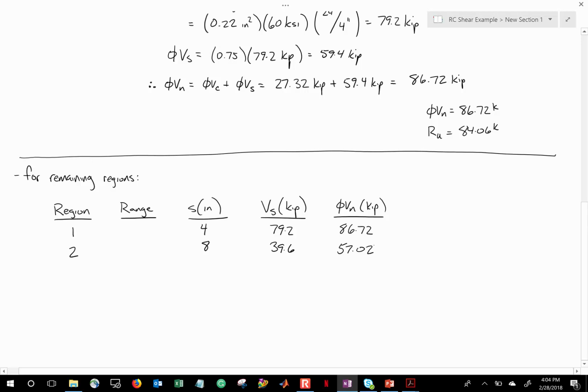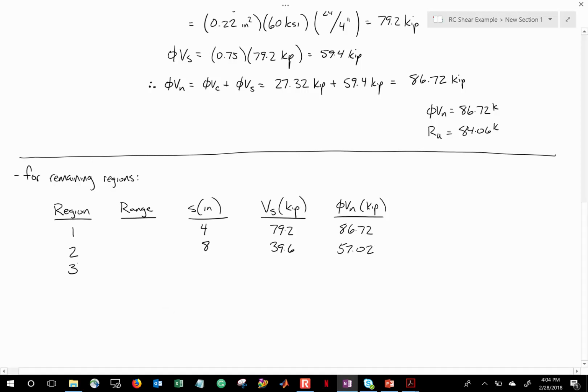57.02. Which should make sense if you think about it, because if the stirrup spacing is getting larger, that means there's less stirrups. Less stirrups means less capacity. So the capacity should go down. And you can practice it. You can plug and chug it. It's literally just taking the numbers in and redoing the calcs.